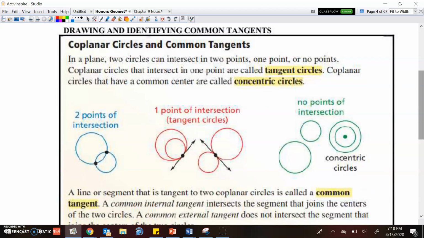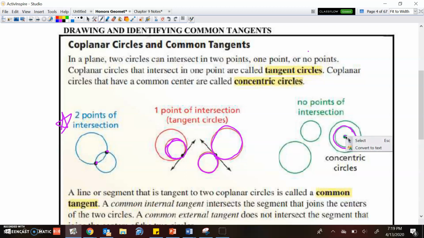It says here, if we have two circles in the same plane, they can intersect in one of 3 ways. In 2 points, like we have here. They can intersect in 1 point, like we see here, where one is inside the other or they share a common point. Or they might not intersect at all. That's the third possibility, where they're just 2 separate circles, or maybe one is inside of the other. If that's the case, they're called concentric circles. Okay, so they have a common center.